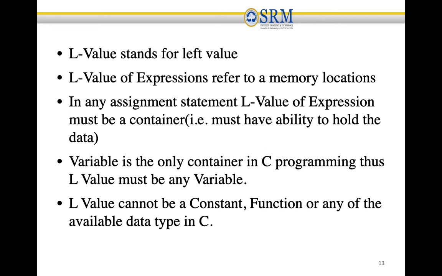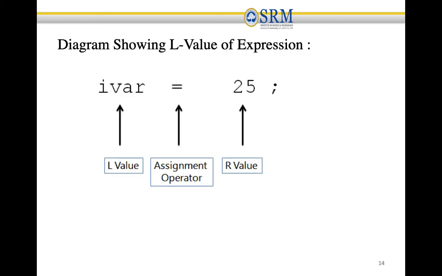In the previous examples which we have seen, max equal to some expression, max is the left value, and we are assigning some value to that max so that it can be stored. The L value cannot be a constant, a function, or any of the other data types in C. So this is one example where the L value is nothing but the variable which you are assigning, and we are giving the assignment operator in the middle and the R value on the right.